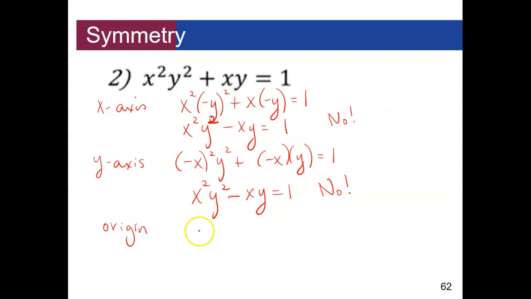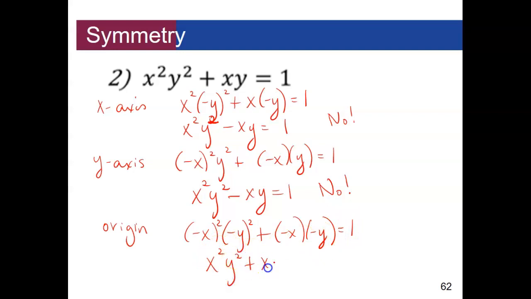Here we're going to make substitutions for both x and y. So negative x squared times negative y squared plus negative x times negative y equals 1. This will be x squared y squared, and this will be plus xy. So this one does have symmetry about the origin. So it is possible to have no symmetry at all, and it's possible to have all three symmetries, and you can have combinations thereof. So just kind of keep watch for that.